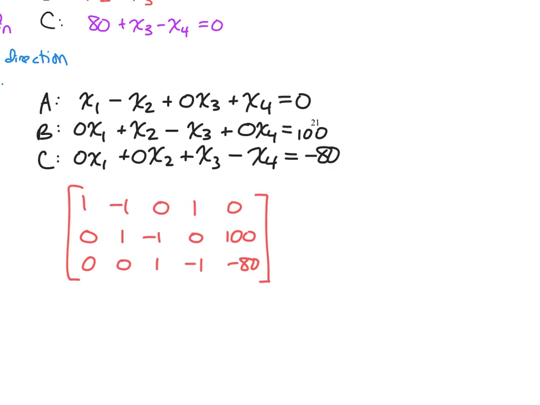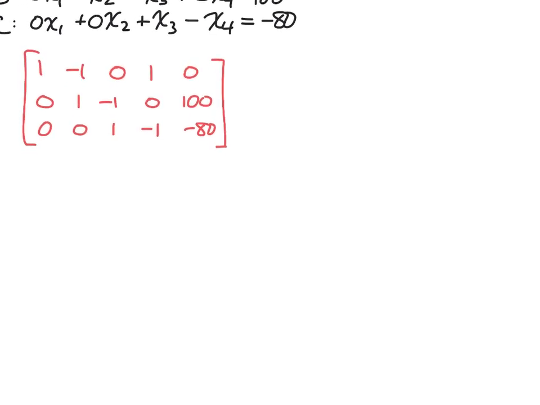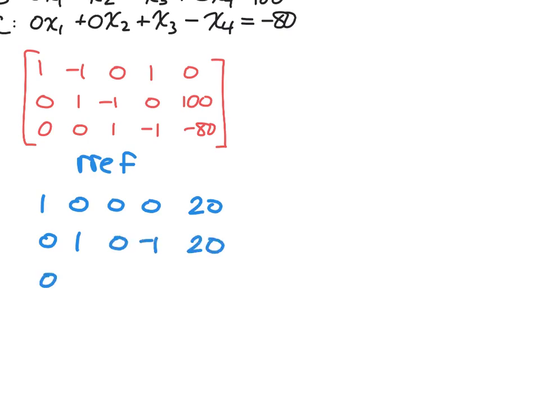And we get that. So I won't be lazy this time. I'll just write it in, assuming it's going to let me. RREF: 1, 0, 0, 0, 20. 0, 1, 0, negative 1, 20. 0, 0, 1, negative 1, negative 80. All right, so that's my reduced form.